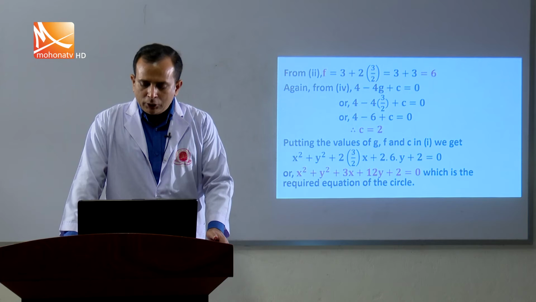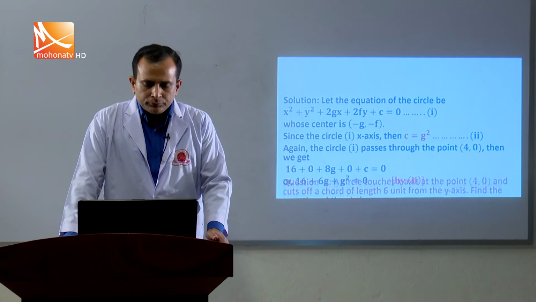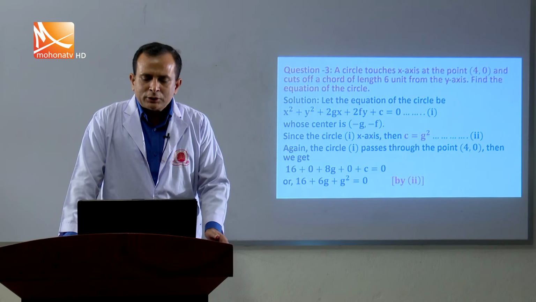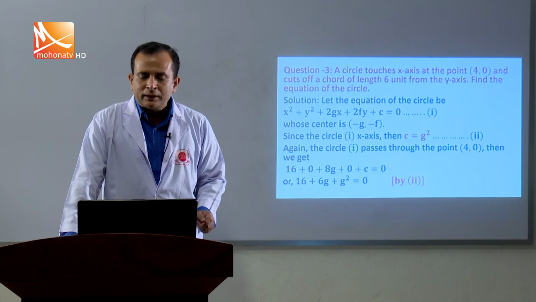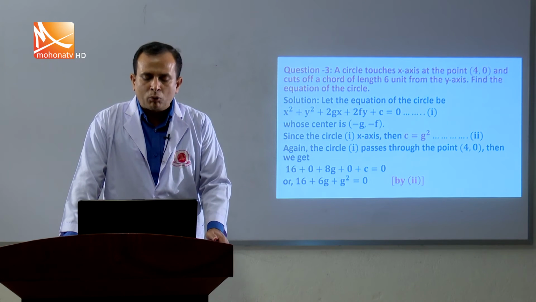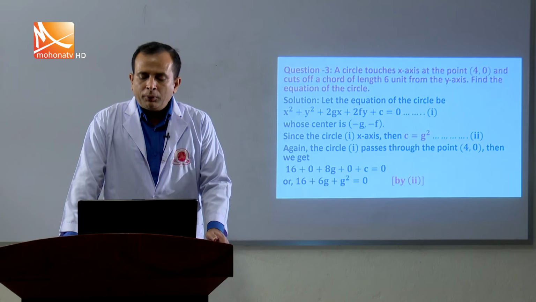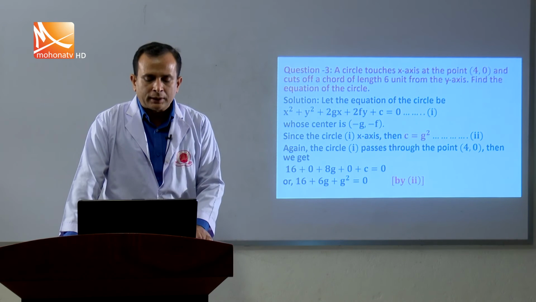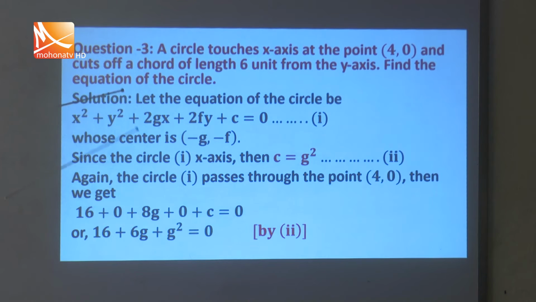Dear student, now we would like to see another question. A circle touches the x-axis at the point (4, 0) and cuts off a chord of length 6 units from the y-axis. Find the equation of the circle. Let the equation of the circle be x square plus y square plus 2gx plus 2fy plus c equals 0, whose center is (-g, -f).